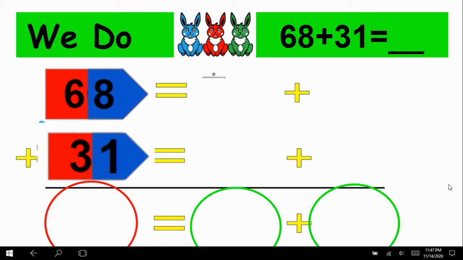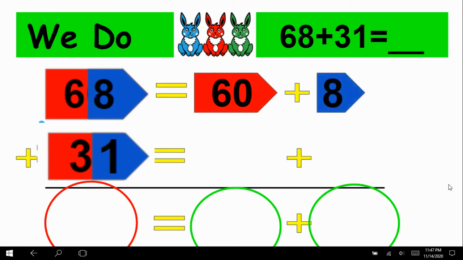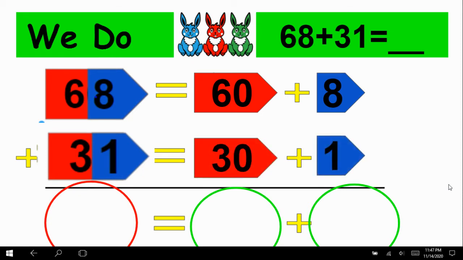Now, let's work together as we do 68 plus 31. Let's think about our strategy. The first thing we do is expand the number, and in this case, it's 68. So I would break it into 60 plus 8. And how would we break the next one? Oh, good job. 30 plus 1. That's what I would do too.